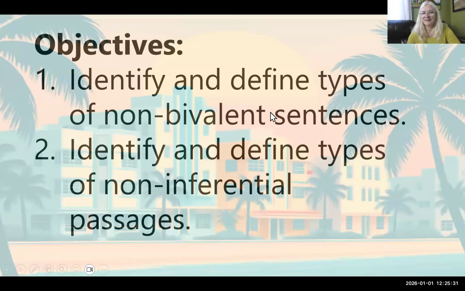So hopefully by the end of this, you will have been able to identify and define types of non-bivalent sentences and be able to identify and define types of non-inferential passages.